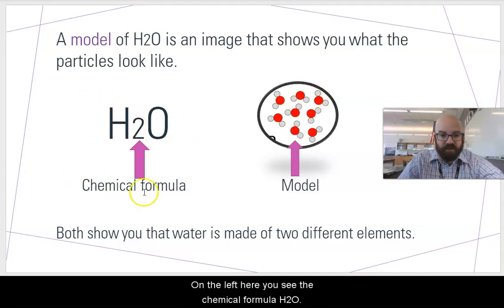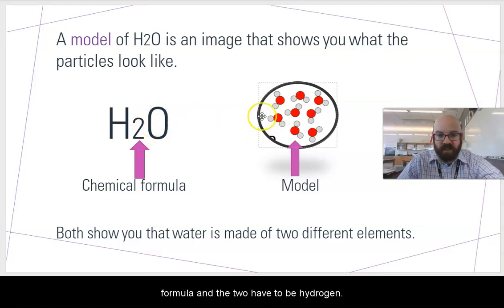So on the left here, you see the chemical formula, H2O. On the right, we have several different water particles called molecules. Notice that each particle has 1 red and 2 gray atoms. The red is oxygen because there is only 1 atom in the formula, and the 2 have to be hydrogen because there's a 2 next to it.